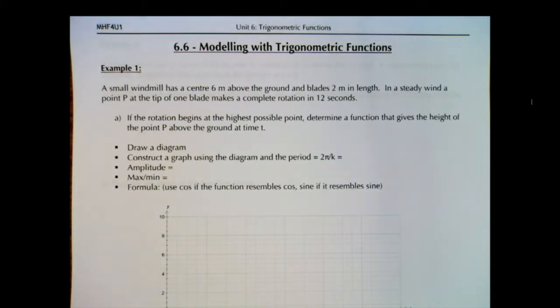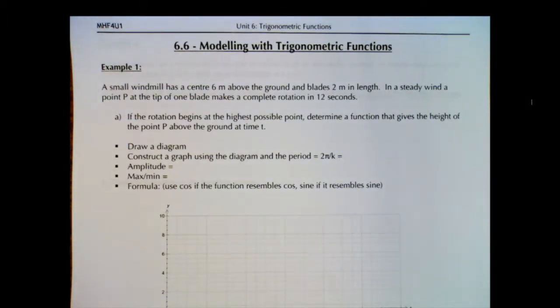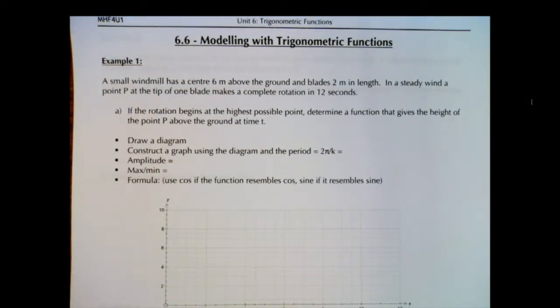If the rotation begins at the highest possible point, determine a function that gives the height of point P above the ground at a specific time t. So in order to do this, we need to be able to do two things. First one is we need to be able to sketch a diagram and use that diagram to produce a graph. And secondly, we need to be able to generate a formula from that diagram.